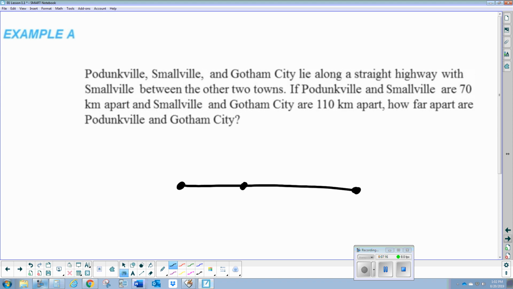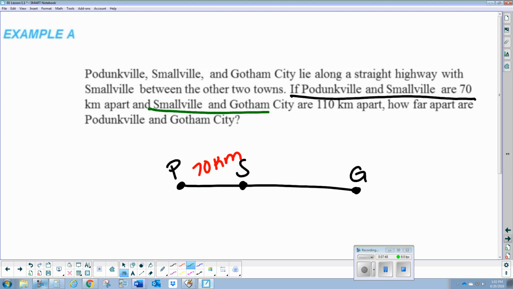And there are 3 cities that lie along this highway: Podunkville, Smallville, and Gotham City. S stands for Smallville, and Smallville is between the other 2 towns. It doesn't say exactly between, it just says somewhere in between those 2 towns. So the question is, if Podunkville and Smallville are 70 kilometers apart, so let's label our diagram 70 kilometers, and Smallville and Gotham City are 110 kilometers apart, how far is it between Podunkville and Gotham City?